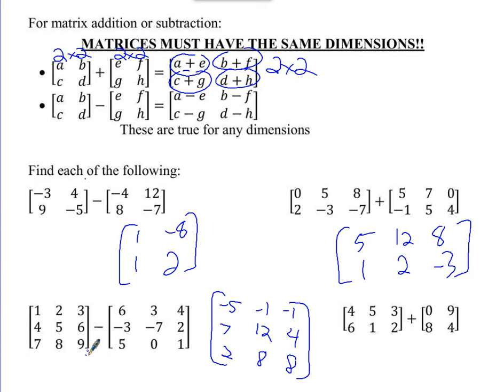And how about that fourth one? They do not have the same dimensions, which means we cannot add these together, which means that this addition problem is not possible. You must have matching dimensions before you can add or subtract. Now the calculator will do this.